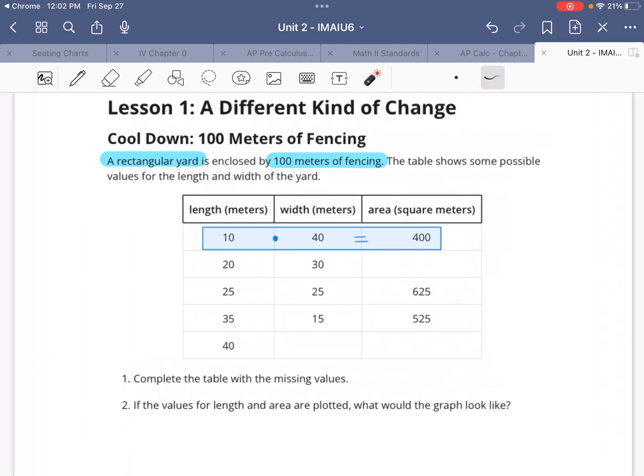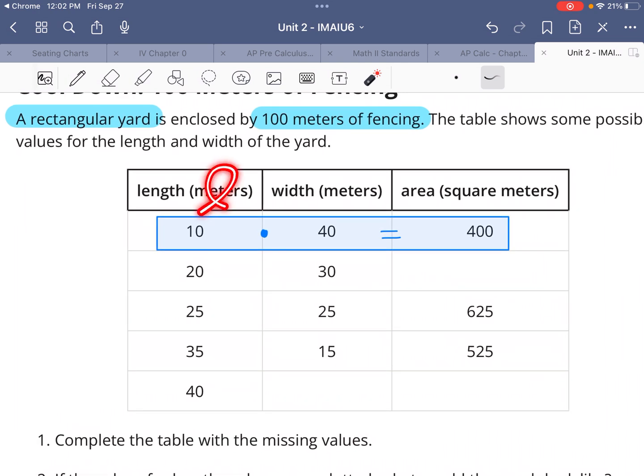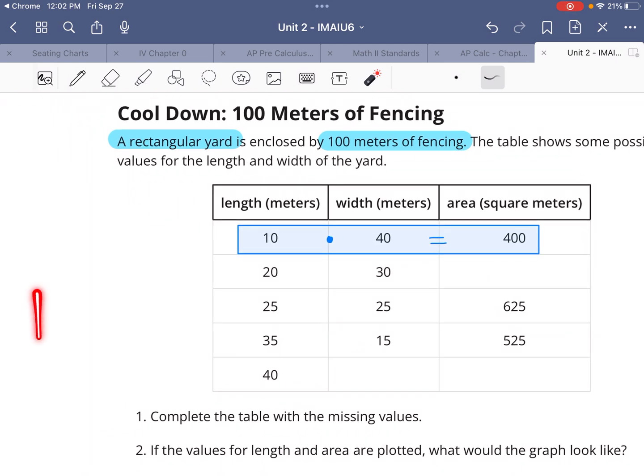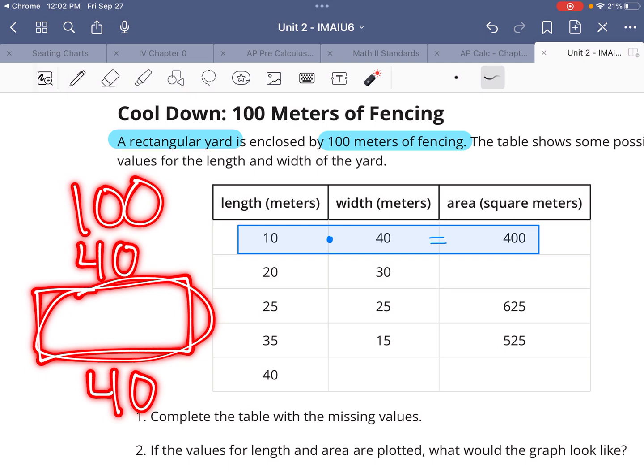So let's take a look at the cooldown. 100 meters of fencing. The table shows some possible values for the length and width of the yard. Well, remember, the relationship between length, width, and area is that length times width equals the area. Now you might be wondering, down here I don't have the width or the area, but remember, if the length is 40, well, this would also be 40. The total distance around the outside of this thing should be 100. So what does the width have to be?